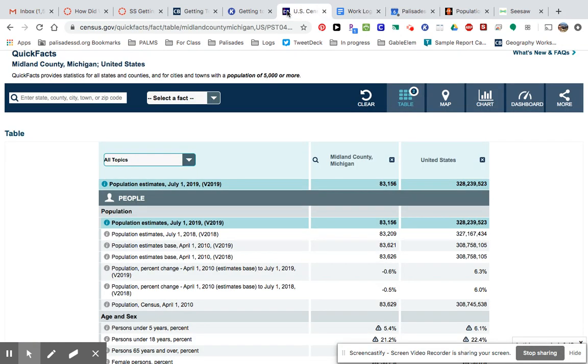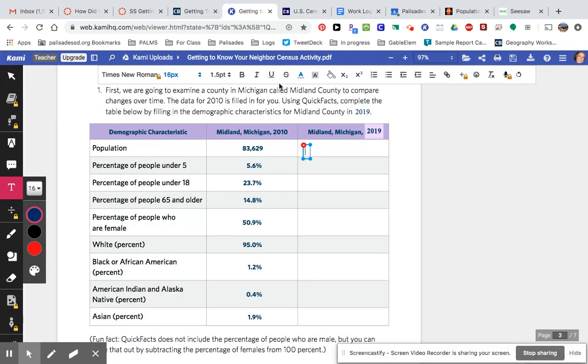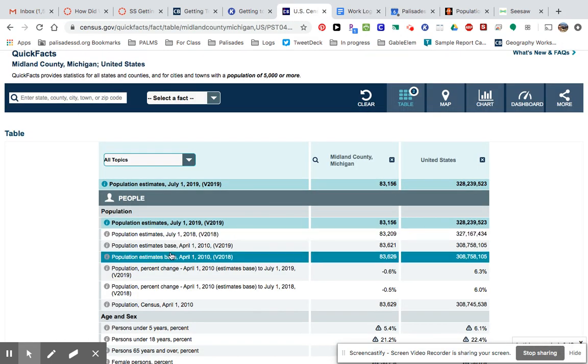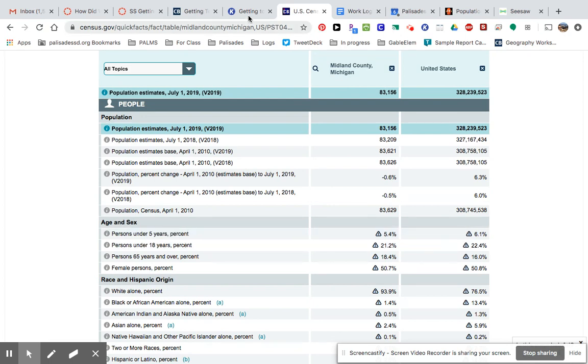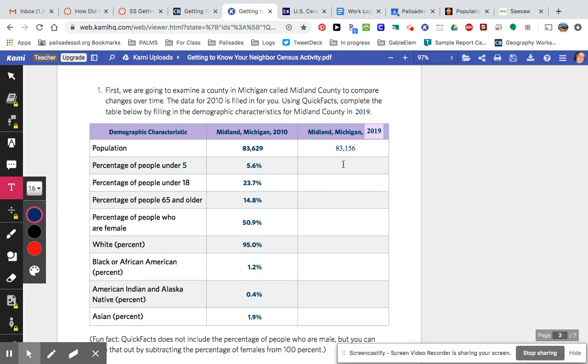Now I'm forgetting. 83,156. Okay? And you can move this if you want to center it, if you're anything like me. Next, it wants to know the percentage of the population under 5. So we scroll down a little bit, people under 5, and this is a percentage. 5.4% of Midland County's population is under the age of 5. 5.4%. So let's go back and plug this in.